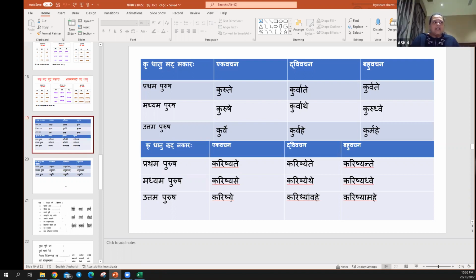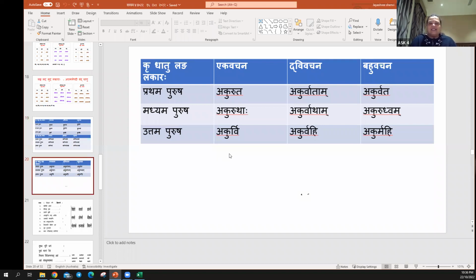The Bhavishyat kala is easier. The Lat lakara is a bit tougher. If you see Karishyate, it's okay, with other Ishyate it's the same. But with Lat lakara it's a bit different, so that we need to understand.